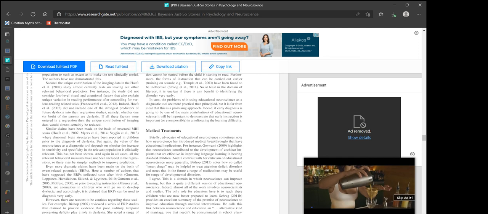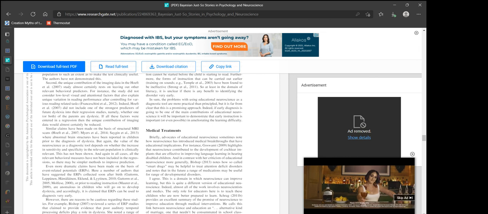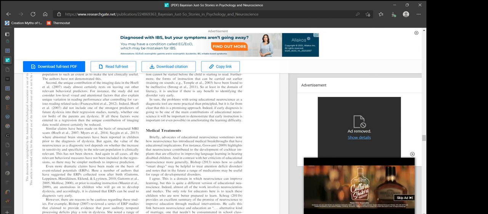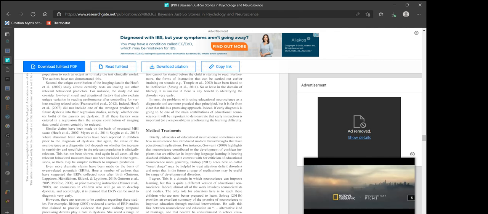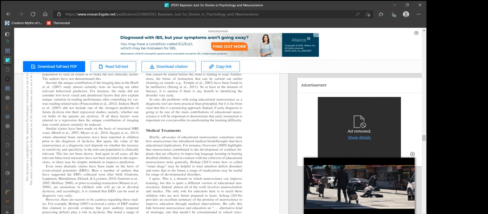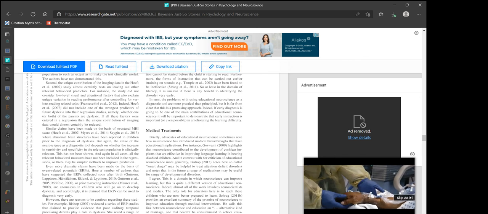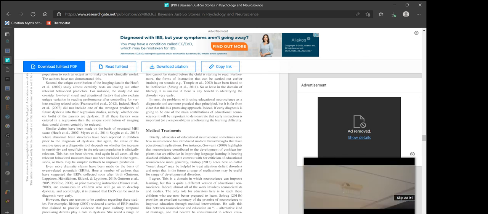So at least in the domain of literacy, it is unclear if there is any benefit to identifying the disorder very early. In sum, the problems with using educational neuroscience as a diagnostic tool are more practical than principled. But it is far from clear that this is a promising approach. Indeed, if early diagnosis is going to be one of the main contributions of educational neuroscience, it will be important to demonstrate that early instruction is important, or even possible, in ameliorating the learning difficulty.